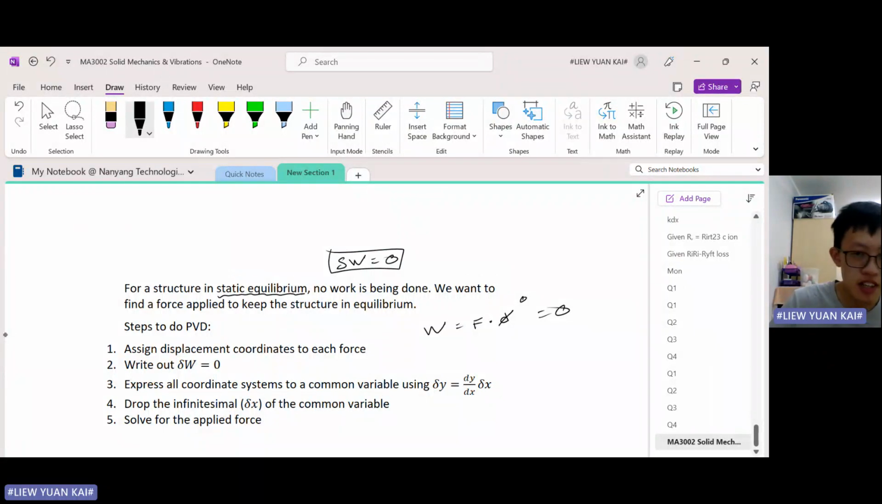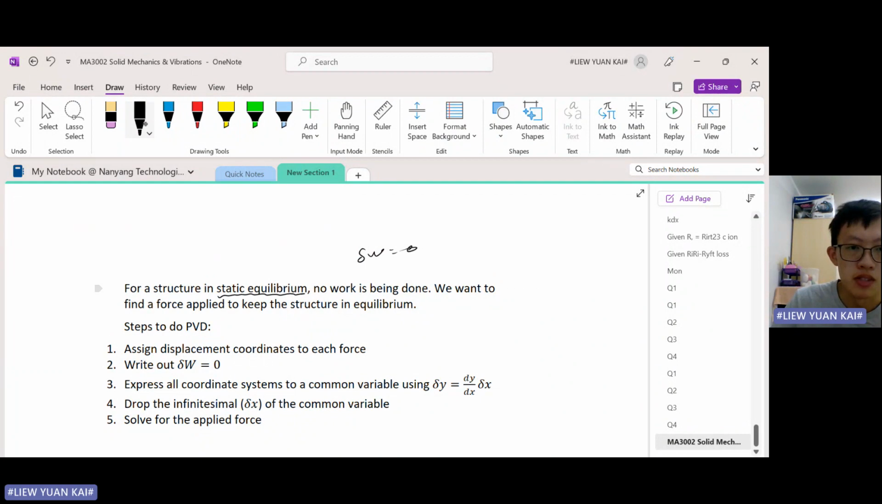It means the sum of the works done, all the works done, you total them up, is equal to 0, because no work is being done in a static equilibrium condition. Right? It's just not moving, so no work is being done. Okay, now that we can make sense of delta W equals 0.